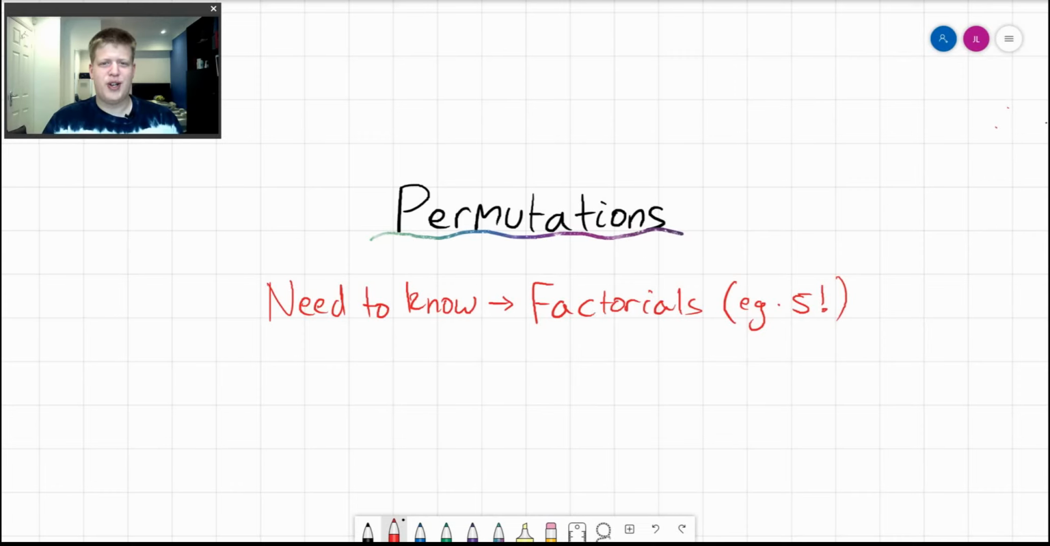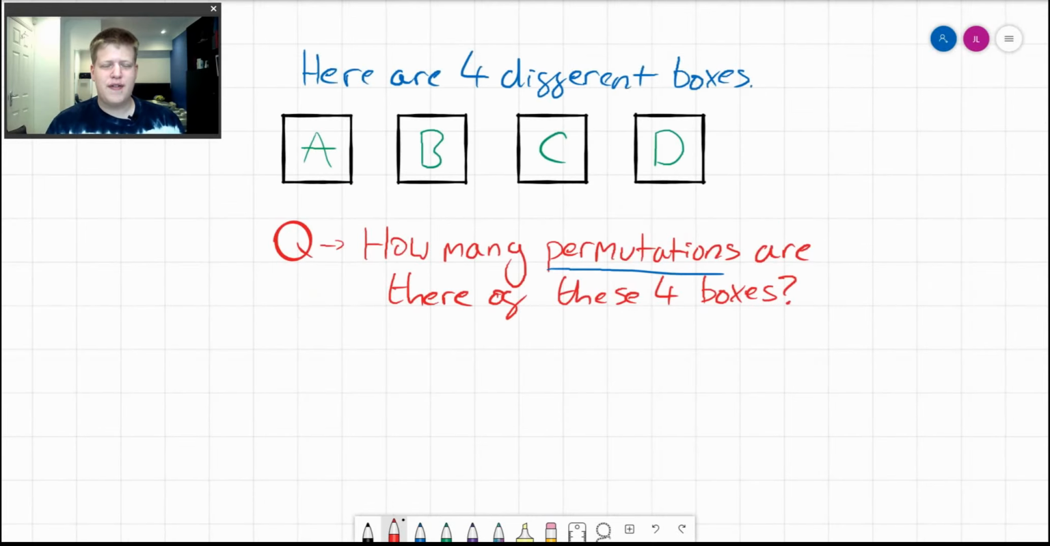Now we're going to have a look at permutations. Before you begin, please make sure that you know what factorials are and what they do. Have a look at this question. Here are 4 different boxes, box A, B, C and D. My question is how many permutations are there of these 4 boxes?